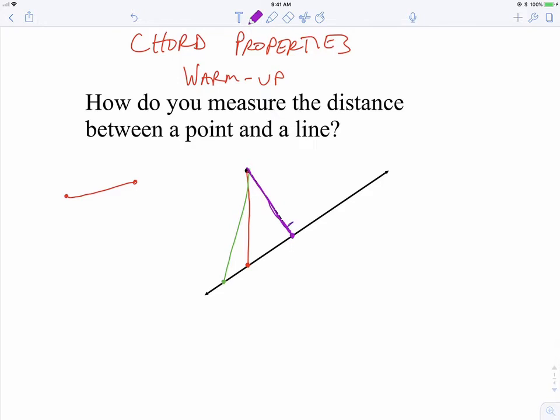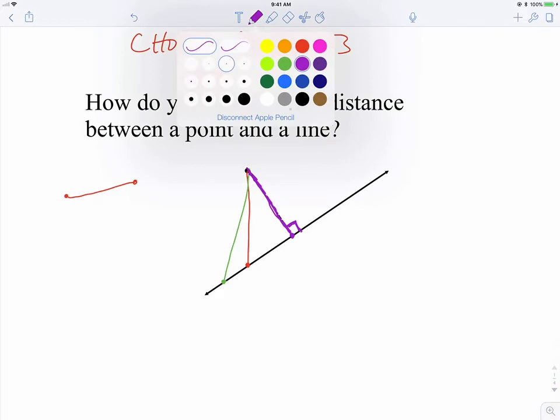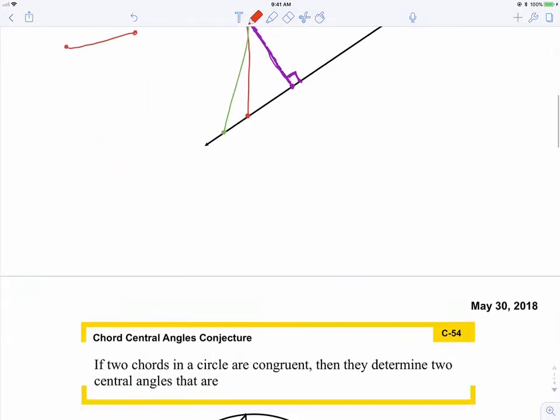Another way to say that is you want to go perpendicular. There's only one point on the line so that when you measure the distance or make the segment, that segment makes 90 degrees with the line. So that's how you measure the distance between a point and a line. We're going to use that later today in this video.